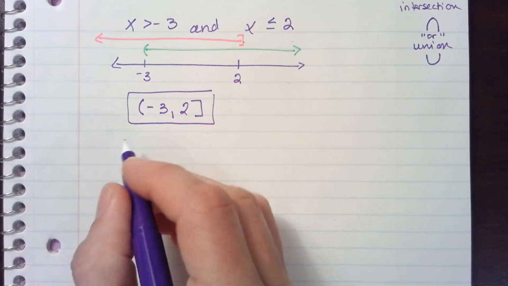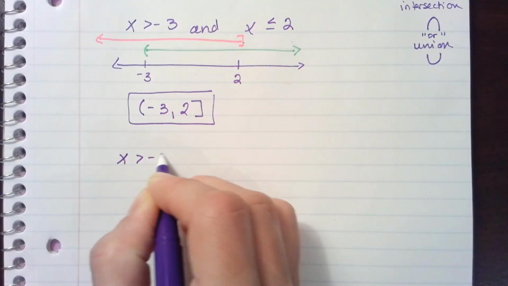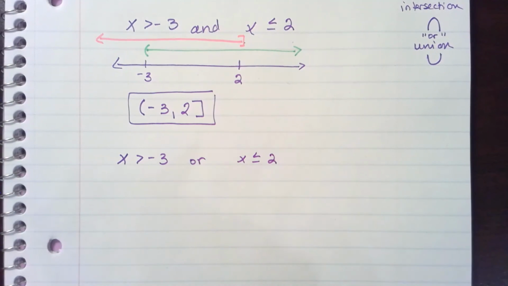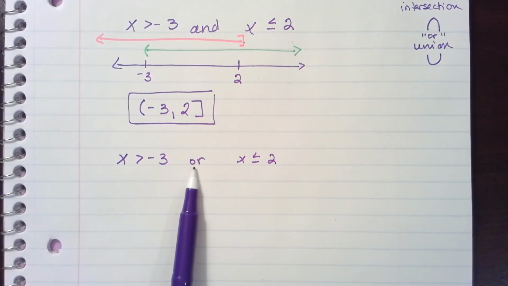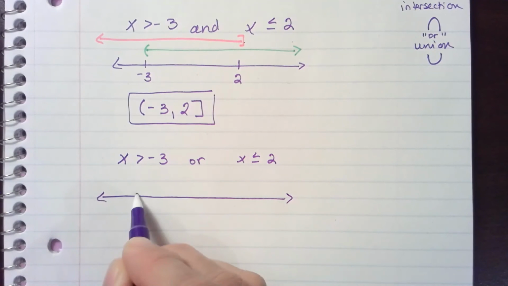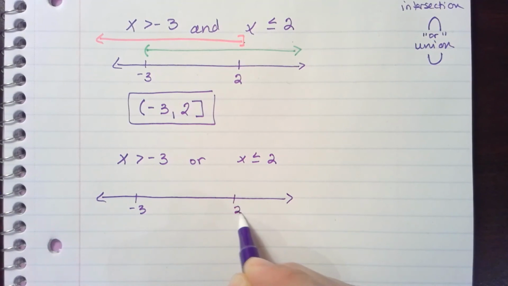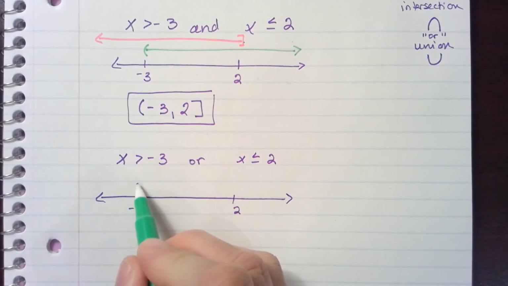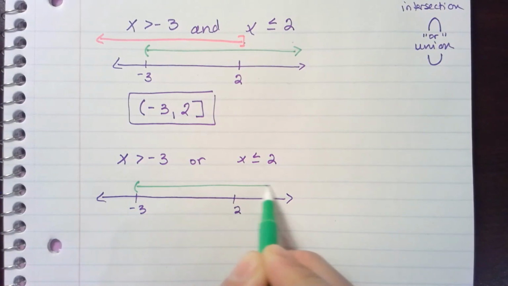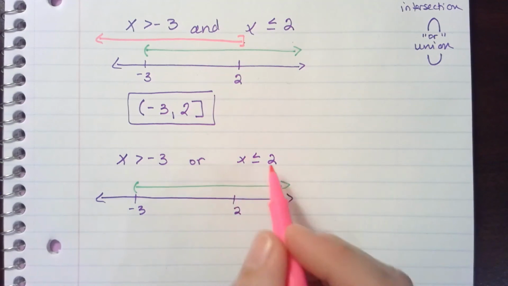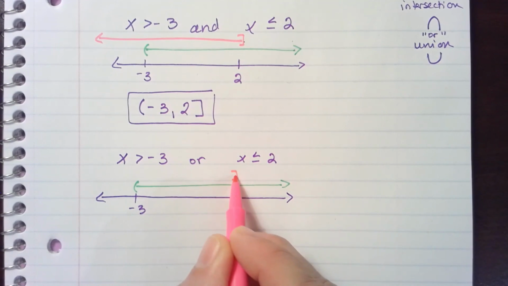So what if we had x is greater than -3 or x is less than or equal to 2? Now we're back to the union again. So how is this one different? So we have the same graphs. -3 to infinity looks like this. X is greater than -3. X is less than or equal to 2 looks like this.